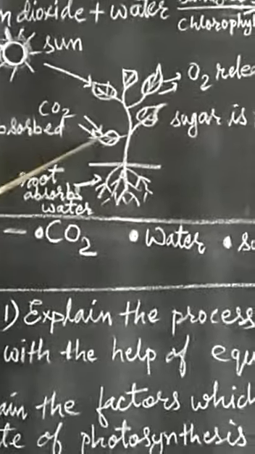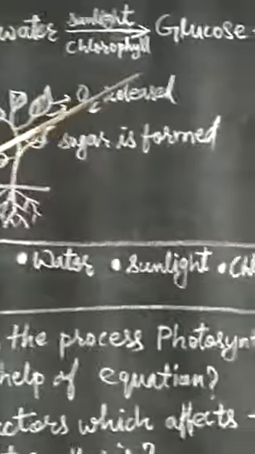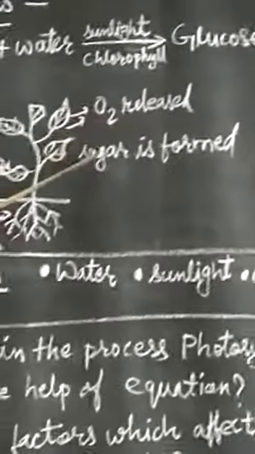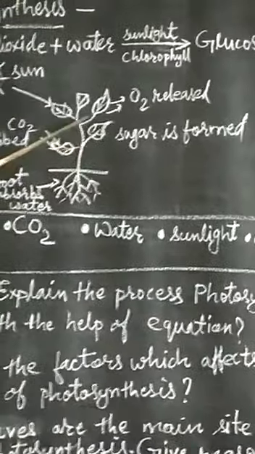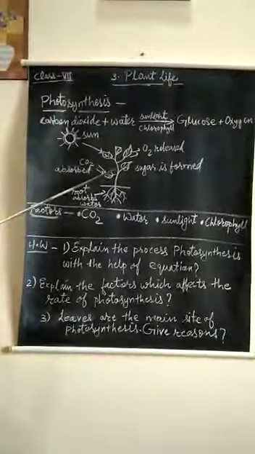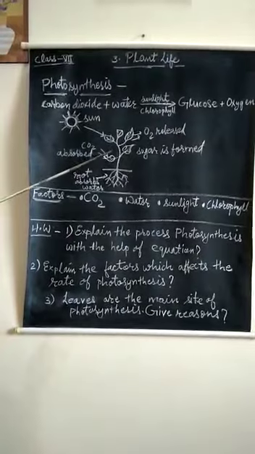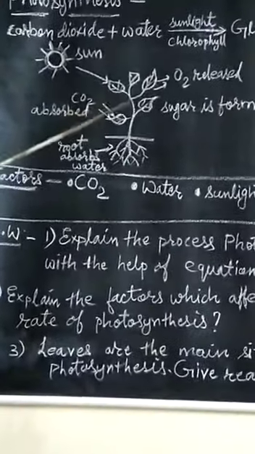So you can see here that CO2 is being absorbed and oxygen is being released. Sugar is formed, that is utilized by the plant for its life processes. This is the process of photosynthesis.